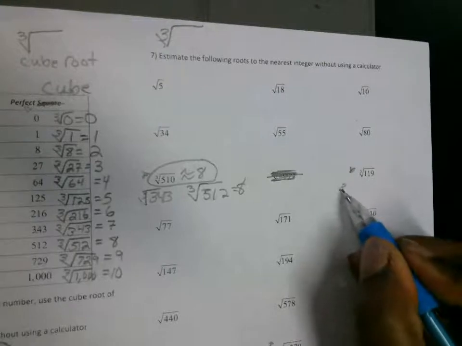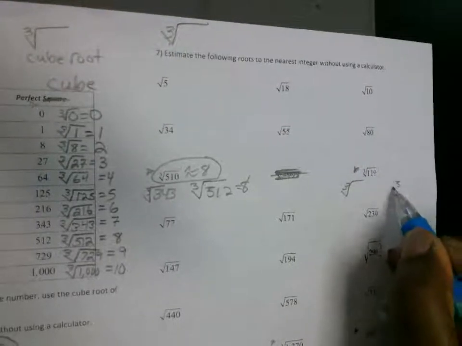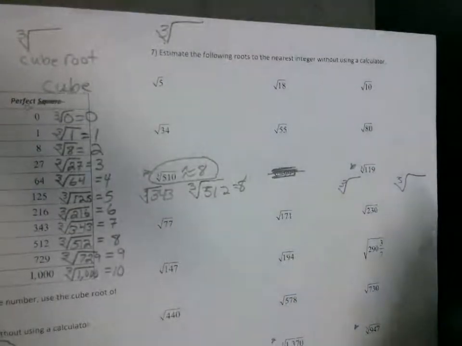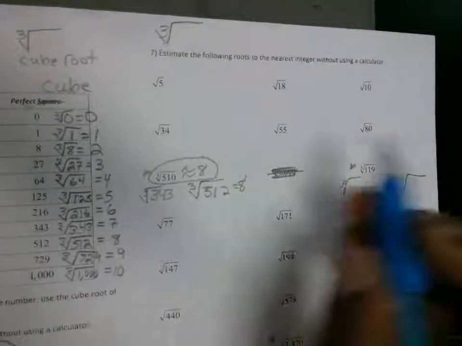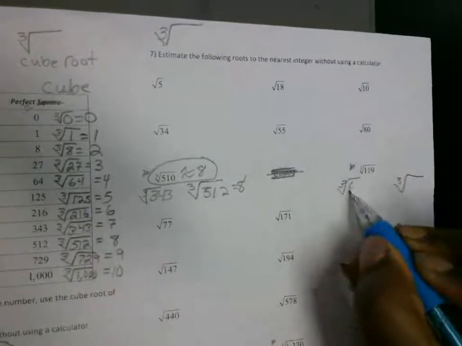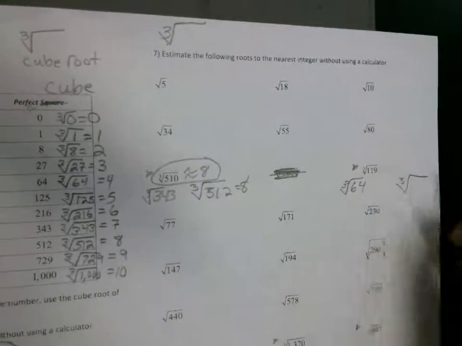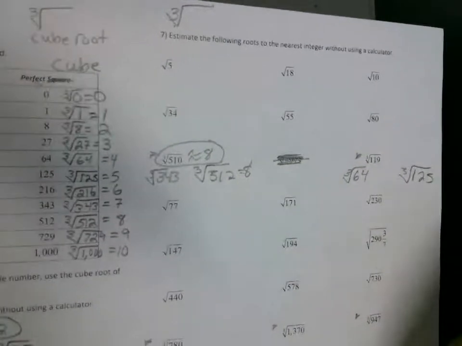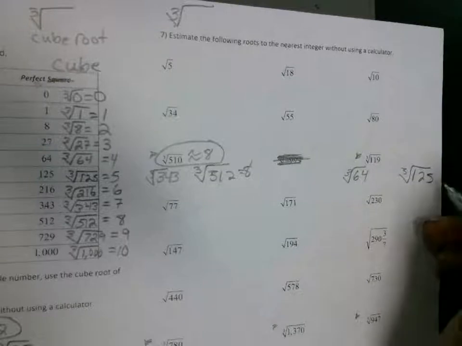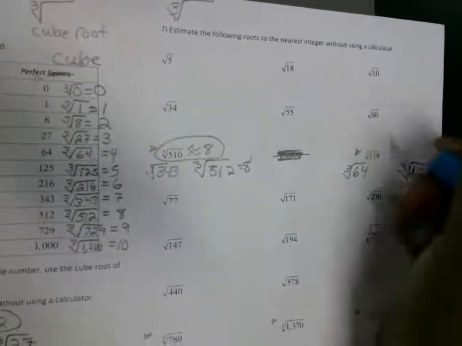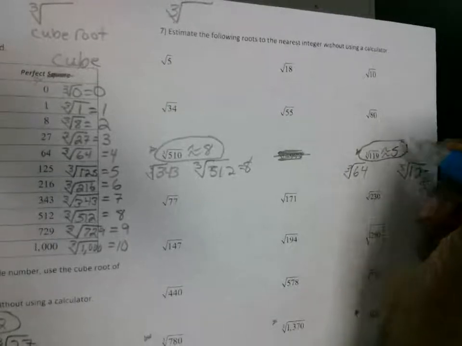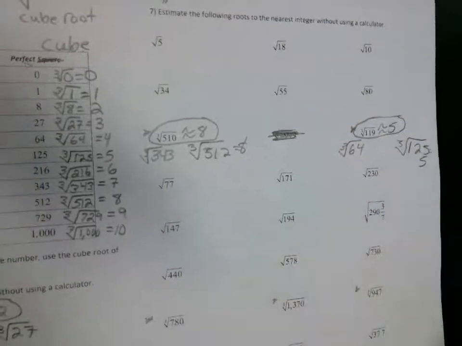Let's do cube root of 119. What two perfect cubes is the cube root of 119 in between? All right, 64 and 125. Which is it closest to? 125. What's the cube root of 125? It's equal to 5. So this is going to be about 5. It's 4 point something or another, but it's closer to 5.